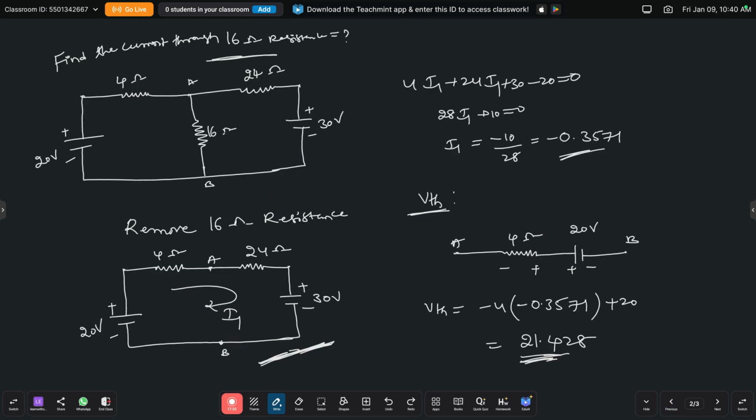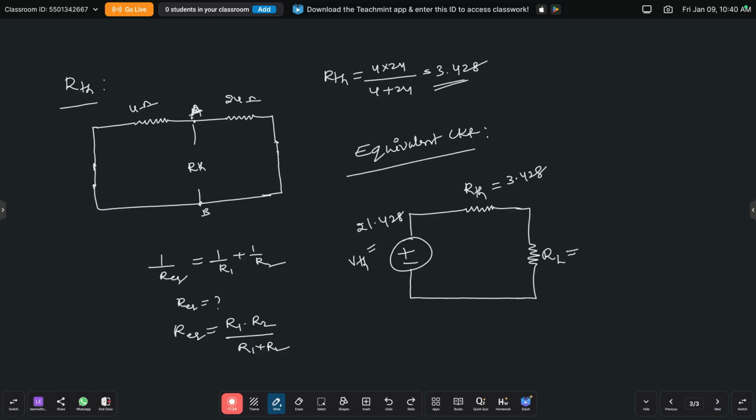Then what about RL? RL is where we need to find the current. In the question, find the current through the 16 ohm resistance. That means the 16 ohm is the load resistance. So RL is equal to 16 ohm. Here Vthevenin is equal to 21.428, Rthevenin is equal to 3.428, and the load resistance is 16 ohm. Now we need to find the total current, that is IL.